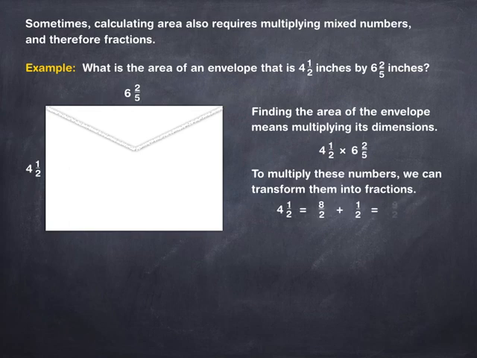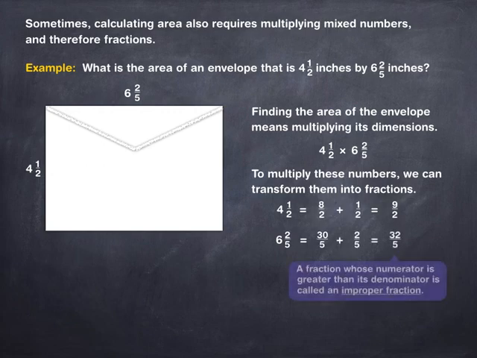4½ is equal to 9/2. 6 2/5 is equal to 32/5. A fraction whose numerator is greater than its denominator is called an improper fraction.